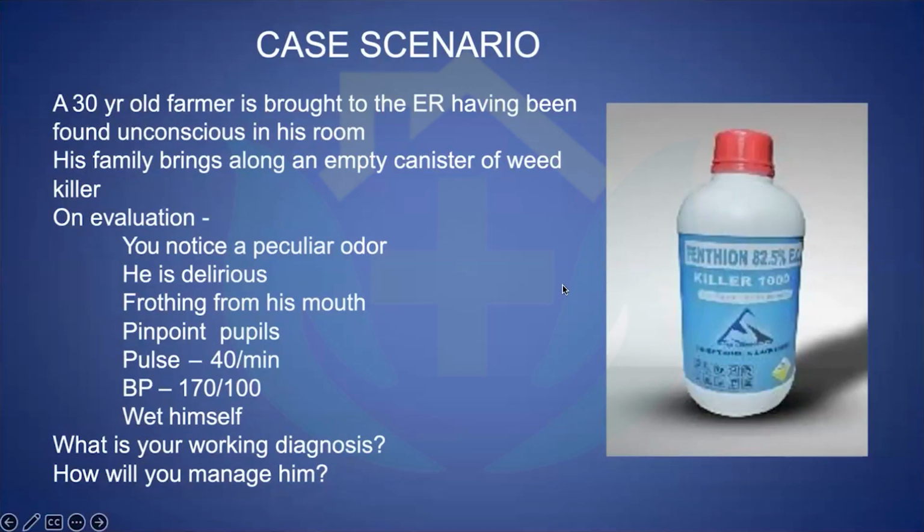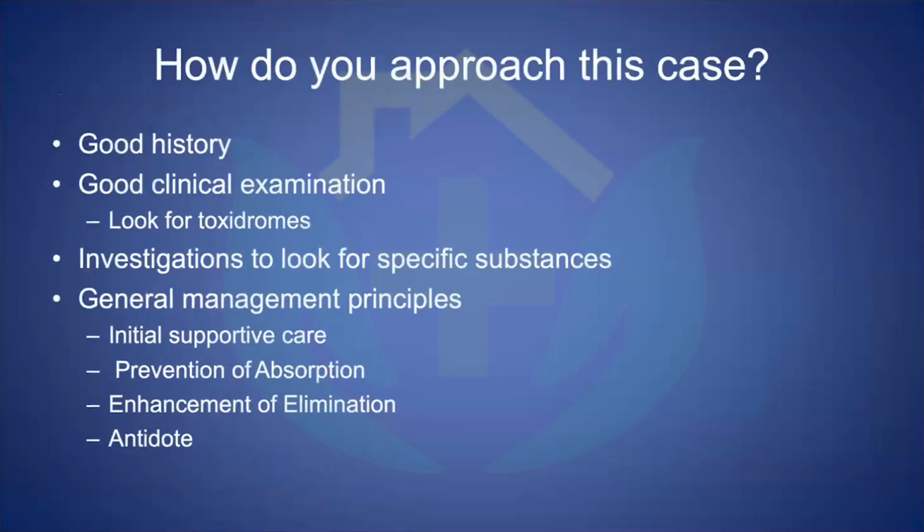So pinpoint pupils, pulse is 40 per minute, BP is 170 by 100. So what will be your working diagnosis, and how will you manage him? This is quite obvious: the patient is suffering from some poisoning, and the commonly used weed killer is an organophosphorus. So how will you approach?